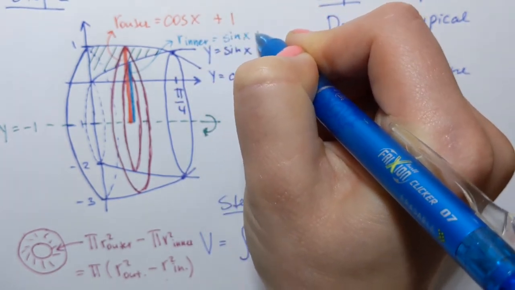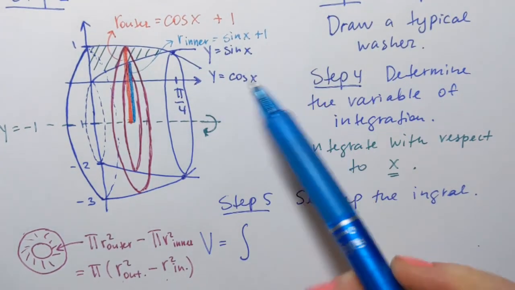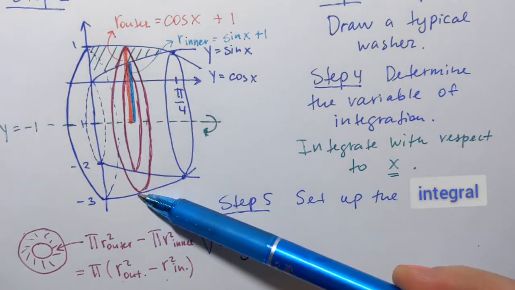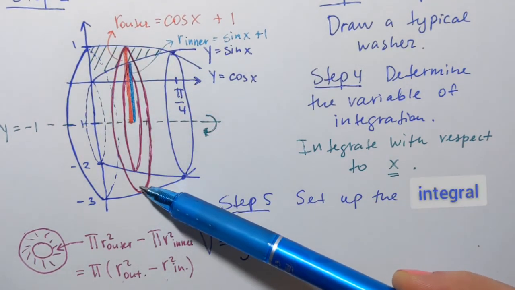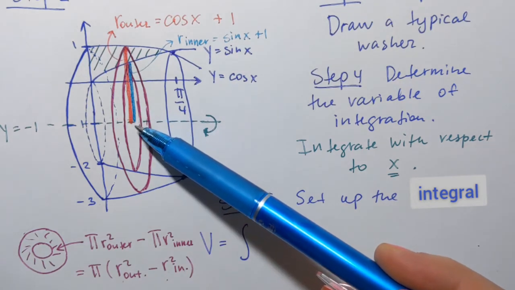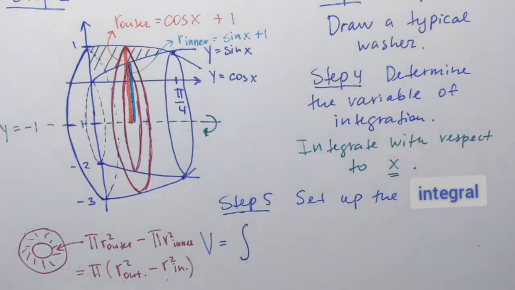Sine of x plus 1. Okay, so that's why it's important to have the large radius and the washer and both radii in front of you. Please don't skip that step. Okay, we're ready to set up the integral with that.